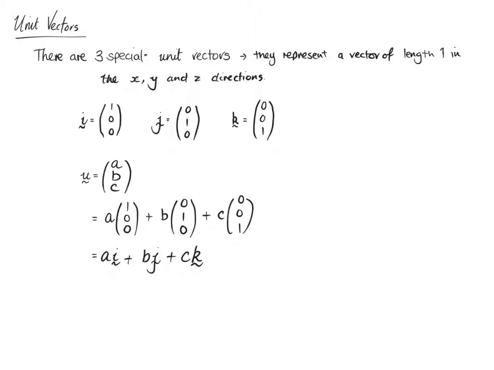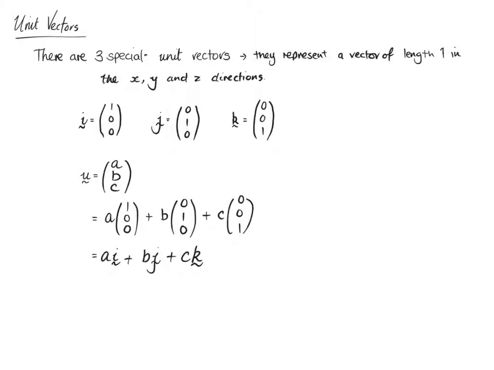Okay, and these unit vectors always have the same size. It's always 1: I is always 1 in the x direction, j is always 1 in the y direction, and k is always 1 in the z direction. The letters for the unit vectors never change. They're always constant, okay?